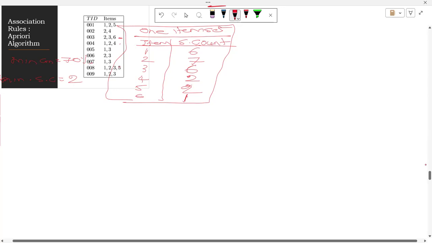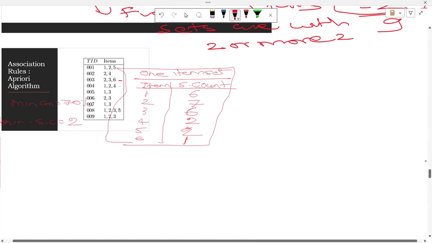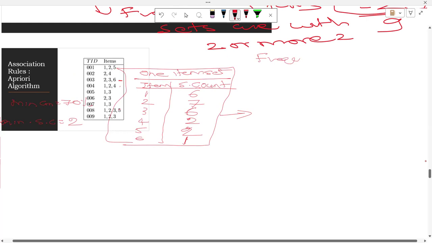The next step, what you need to do in the question, they are telling you. Here, first you find the one item sets. Then from these one item sets, you need to find the frequent item sets. After creating the one item sets, now you need to find the frequent item sets. How can you calculate the frequent item set? What do you mean by frequent item set? I think you know.